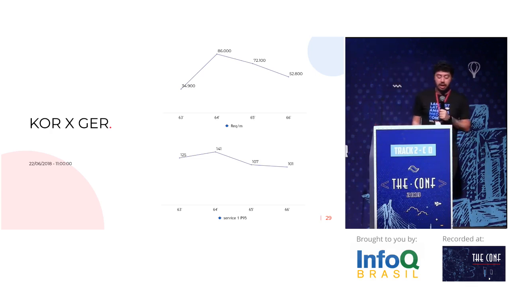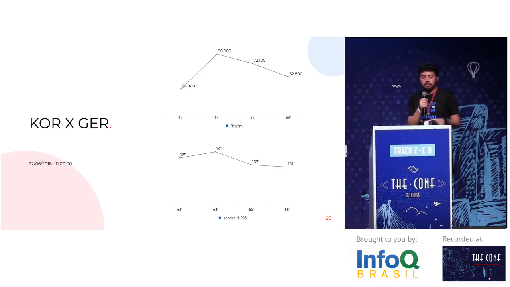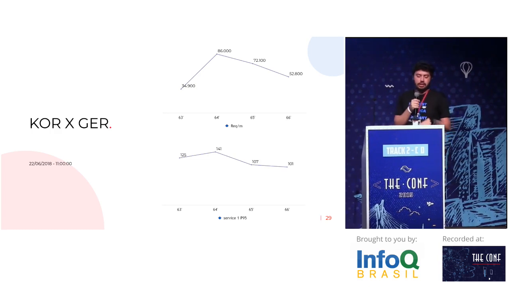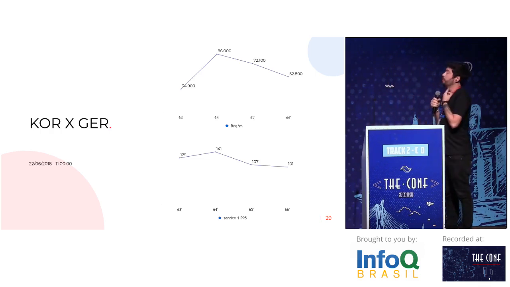This match we had a lot of audience too. This match was Korea against Germany. I think the Brazilians were watching Germany with some anger, so we had a lot of audience in this match. And my graph on the top is my throughput. So I have some spikes in this graph.